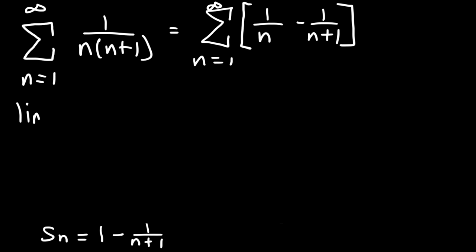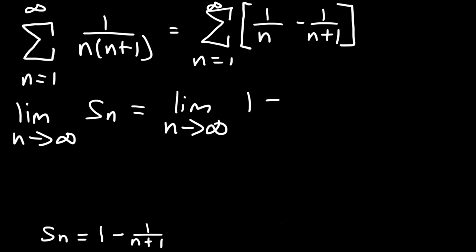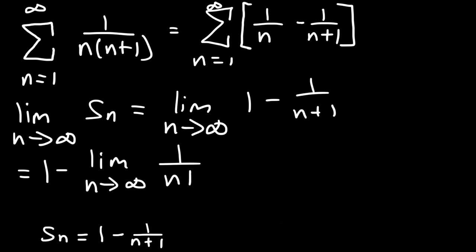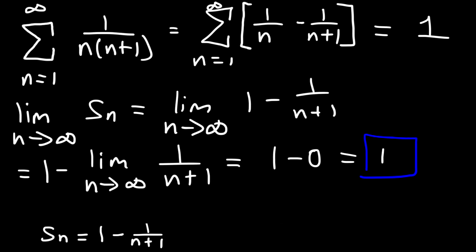So now let's take the limit as n approaches infinity for the sequence of partial sums. So that's the limit as n approaches infinity, 1 minus 1 over n plus 1. And so that's equal to 1 minus the limit. And then just like 1 over n goes to 0, 1 over n plus 1 will also go to 0. So this is going to be 1 minus 0, which is 1. And so the sum of the infinite series is 1, which means that the series converges.